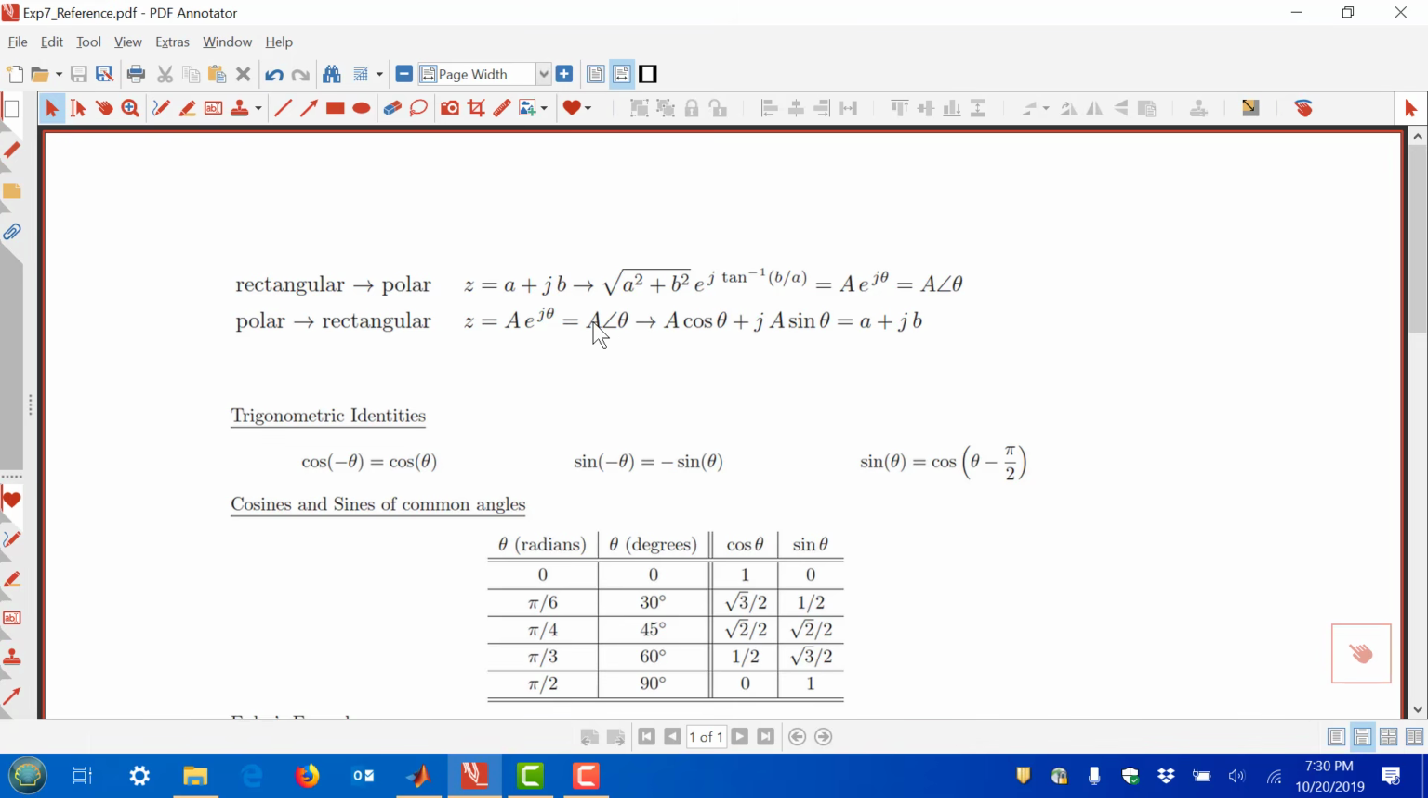When you say a e to the j theta, by using Euler's identity, we know that e to the j theta is cosine theta plus j sine theta. So we can rewrite it this way, and a cosine theta is the real part, and a sine theta, the thing that multiplies j, is the imaginary part. You should know all this, but what I want to point out is that we can also enter complex numbers with the exponential or polar notation. So let me show you this in MATLAB, okay?